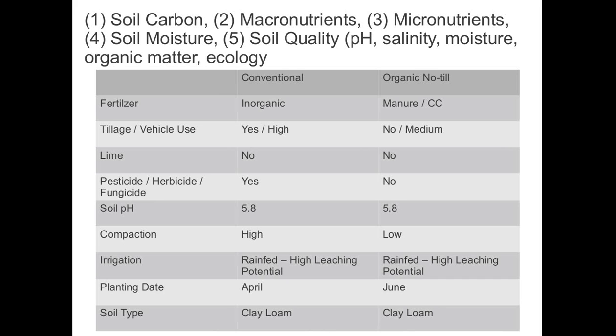I want to know how these two management strategies, conventional and organic no-till, affect these basic aspects of the agroecosystem. And so I'll explain that a little further, but the first thing you'll notice is that in the conventional system we're using inorganic fertilizer, so that's fertilizer that's been fixed by the Haber-Bosch process. And in the organic no-till system, we're using manure. So we'll just say cattle manure.